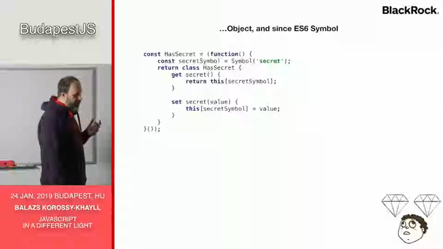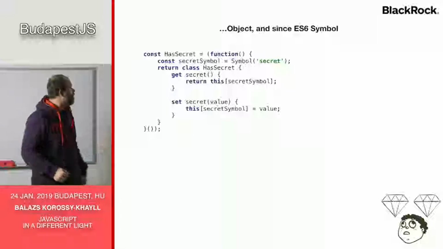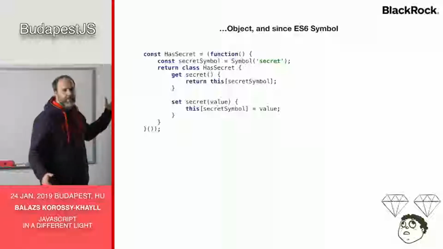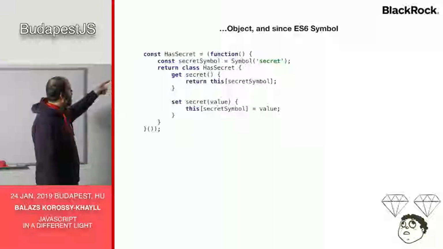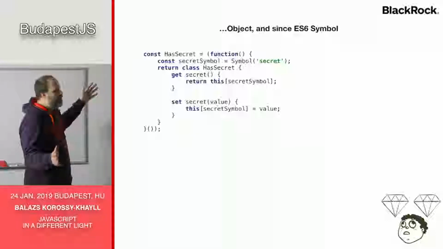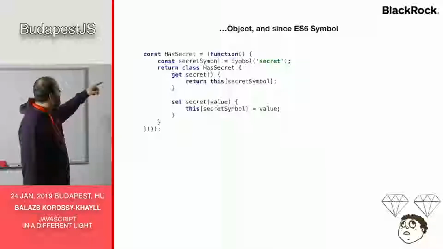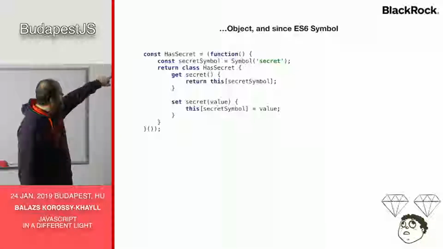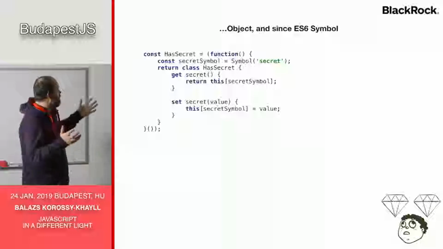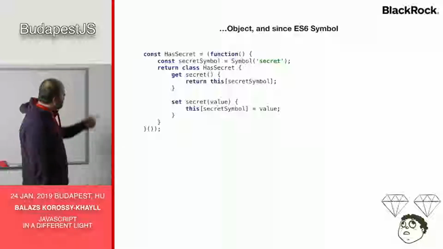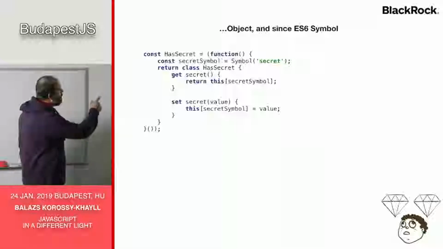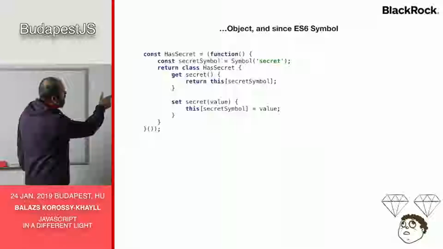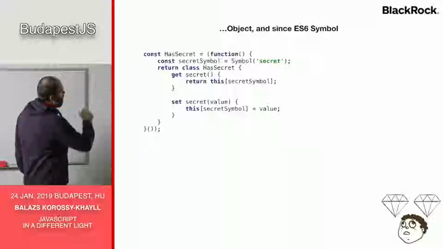Let's take a look at this object. We have something unbelievable here: a private property in JavaScript. I have here an immediately invoked expression that hides this secret symbol, a reference to a symbol in a closure, and then returns a class. Now the class has a getter and a setter, and they reference the secret symbol within the object.